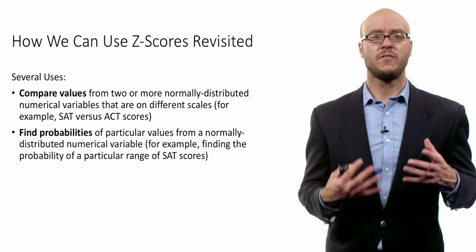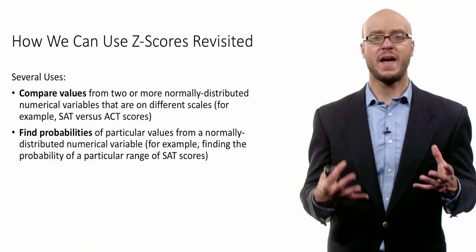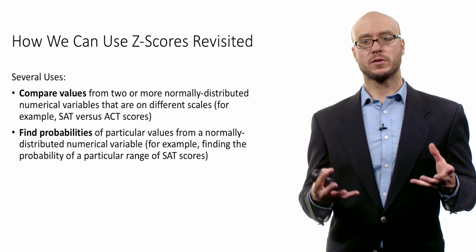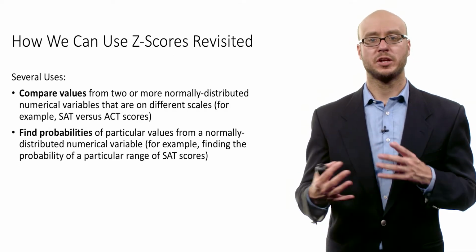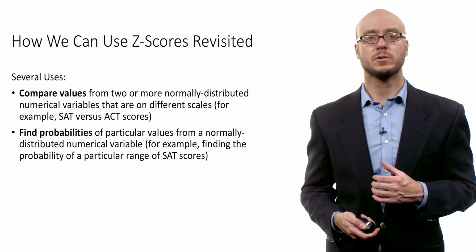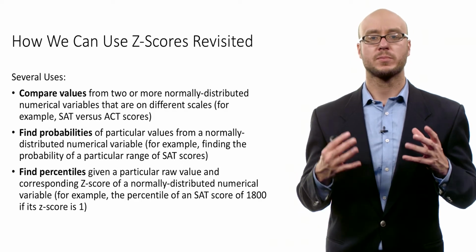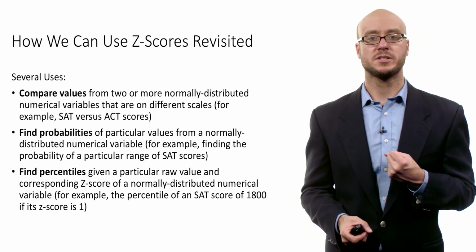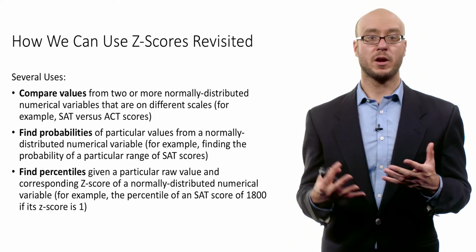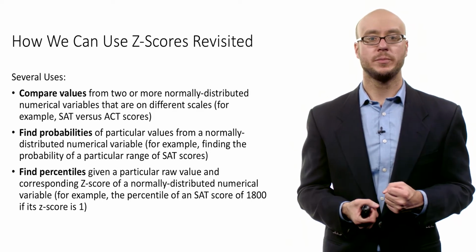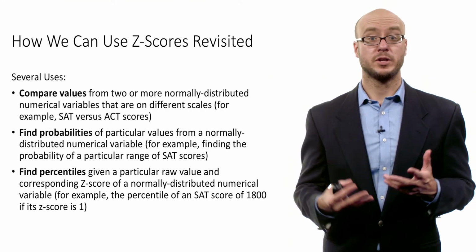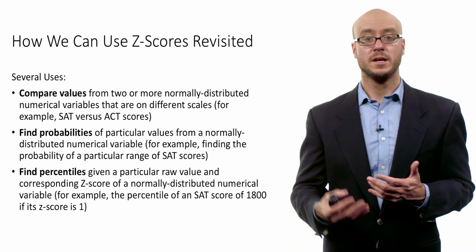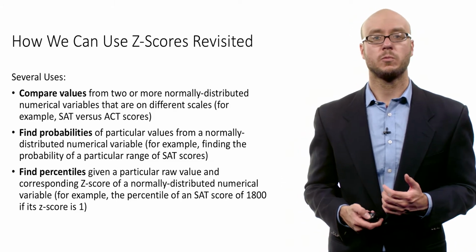We can also find probabilities of particular values from a normally distributed numerical variable. So for example, you might find the probability of a particular range of SAT scores. You can also find percentiles. Given a particular raw value and a corresponding z-score of a numerical variable that we know is normally distributed, we can find a particular percentile. So you might find the percentile of an SAT score of 1800, given that you know its z-score is 1.